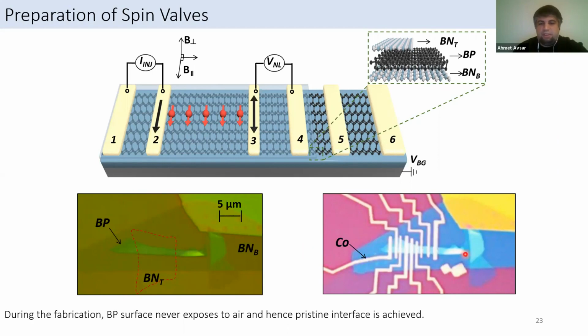And these are the optical pictures of one of the devices before and after the metallization process. And everything was done in the glove box in terms of this encapsulation. And there was no polymer involved in the transfer. So the interface between this hBN, BP, and the hBN is pristine. So it's very high quality.